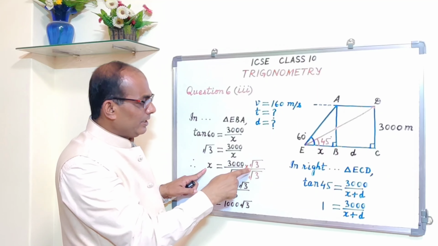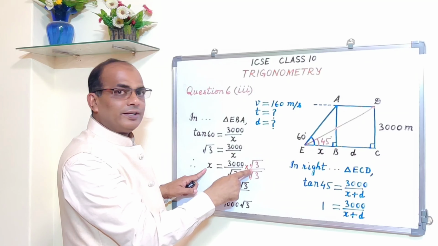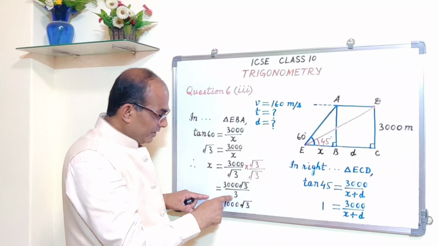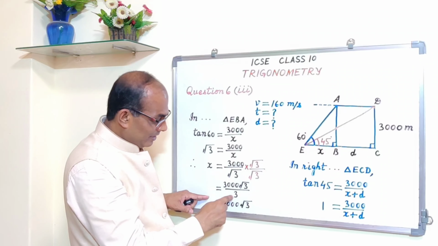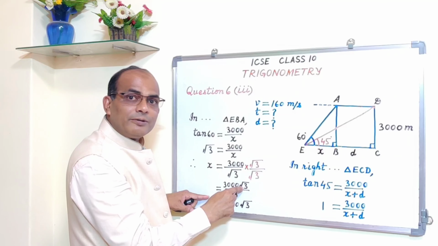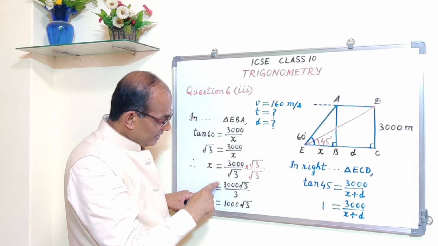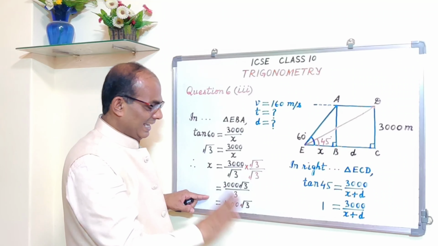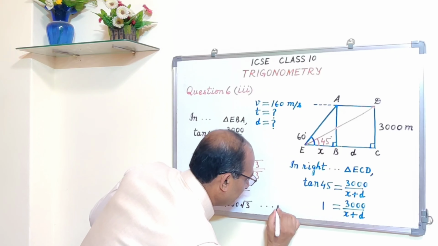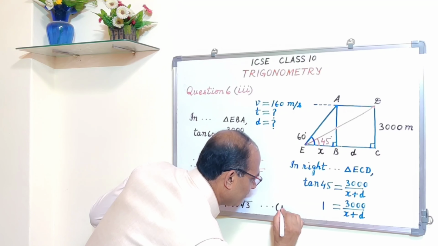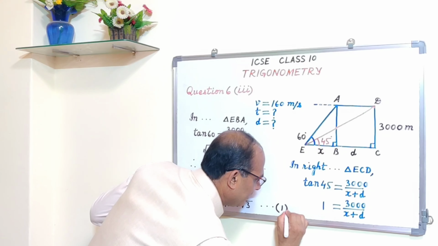And in the next step you multiply by root 3. One step you write down, and then in the next step you write down, therefore x is equal to 3000 upon root 3 multiplied by root 3 upon root 3. Now when you multiply root 3 into root 3, that gives you 3, and the root 3 remains there. Now when you divide 3000 by 3, you get 1000 root 3. This is x, 1000 root 3. Fine, you can call this equation number 1. Okay. After that, what do we do?